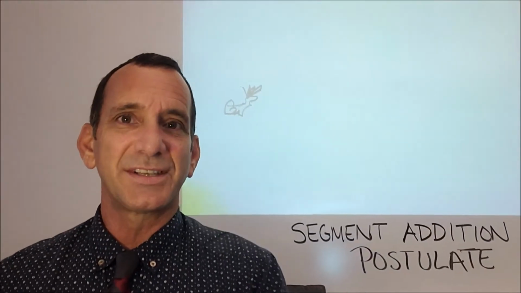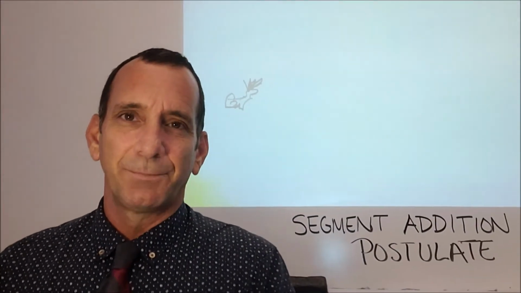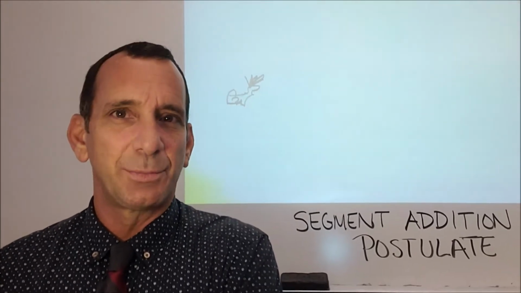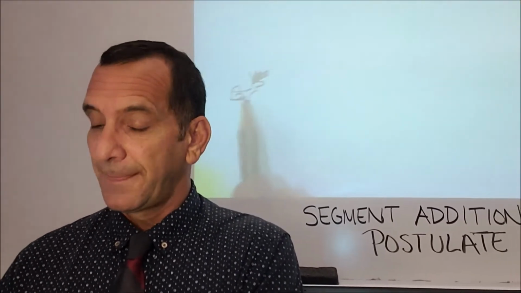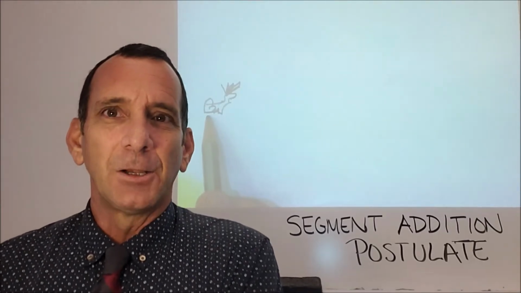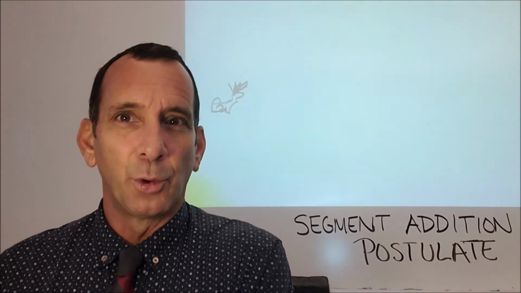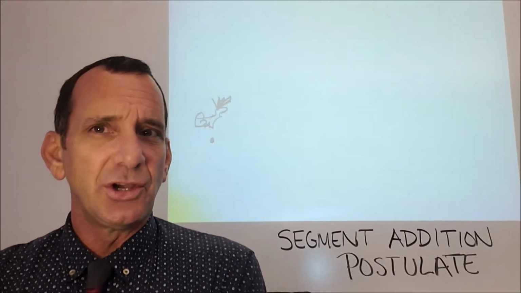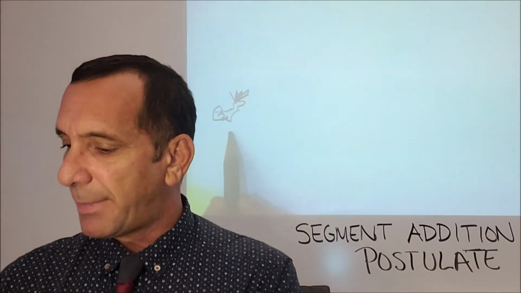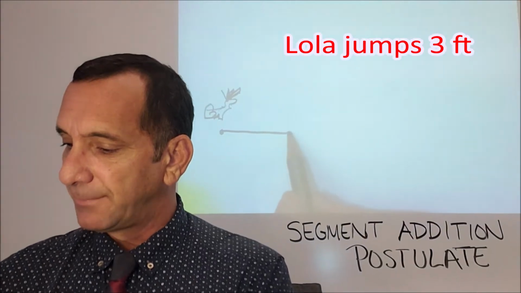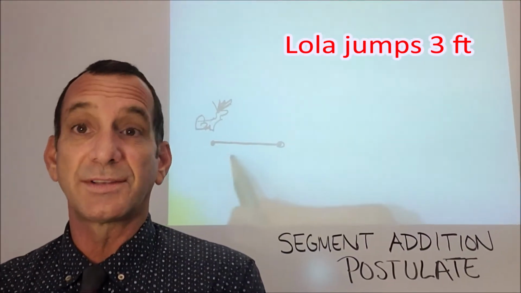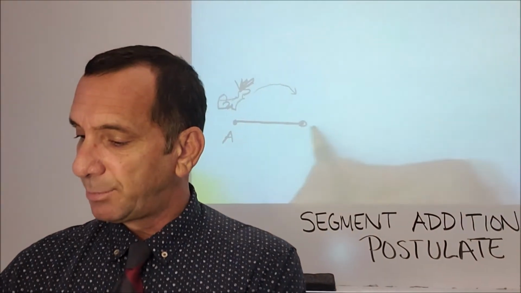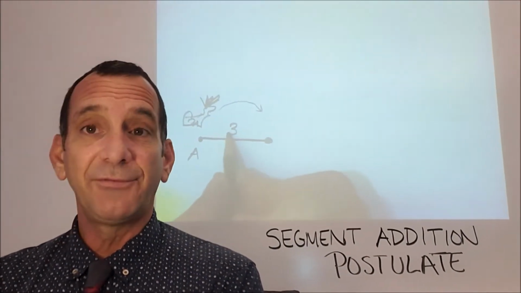Here we are with the segment addition postulate. Let's look at this situation to illustrate the segment addition postulate and how we can use it. Here's Lola, and Lola's going to jump into the pool. I know from experience that when she jumps into the pool, she can jump about 3 feet. So let's say Lola starts out at point A and she jumps into the pool at 3 feet.